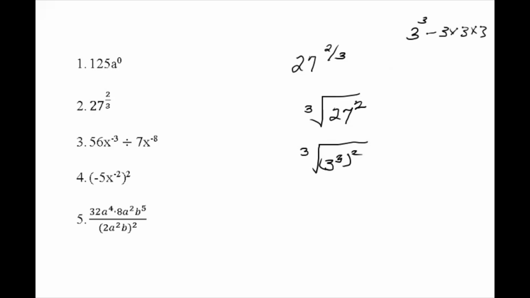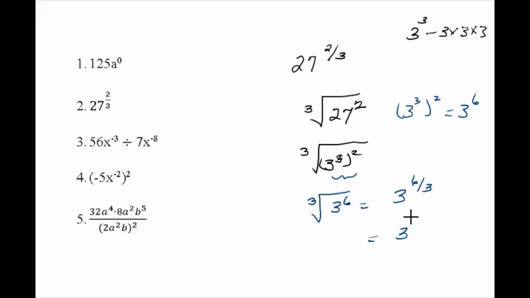Now, take a look at inside this bracket right here. What I have there is 3 cubed squared, and that's going to give me 3 to the 6th power, isn't it? As I multiply these two, so I know I have the cube root of 3 to the 6th power, which is the same thing as 3 to the 6th divided by 3, which is really 3 squared. 6 divided by 3 is 2, and 3 squared is just 9. Okay?